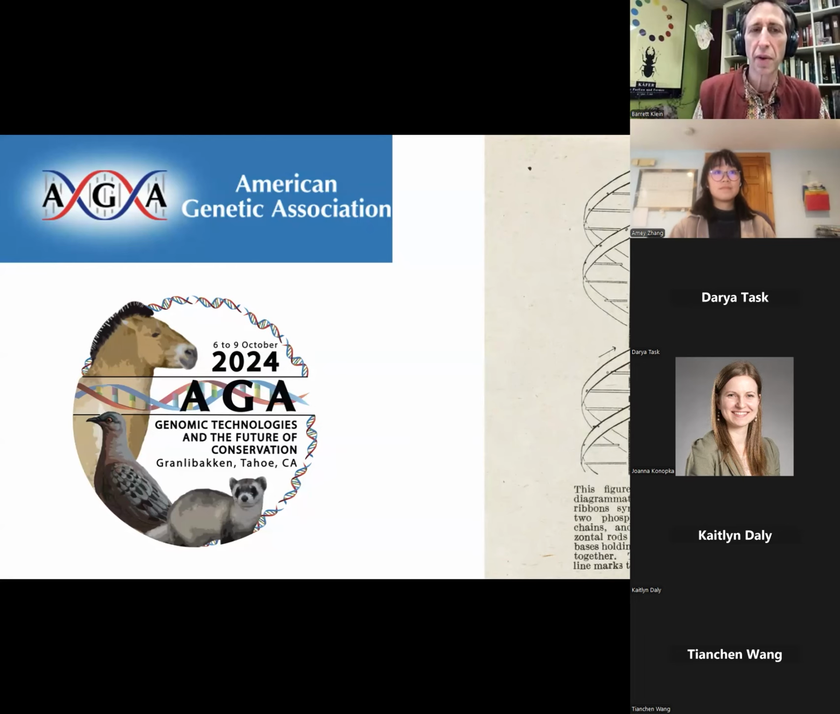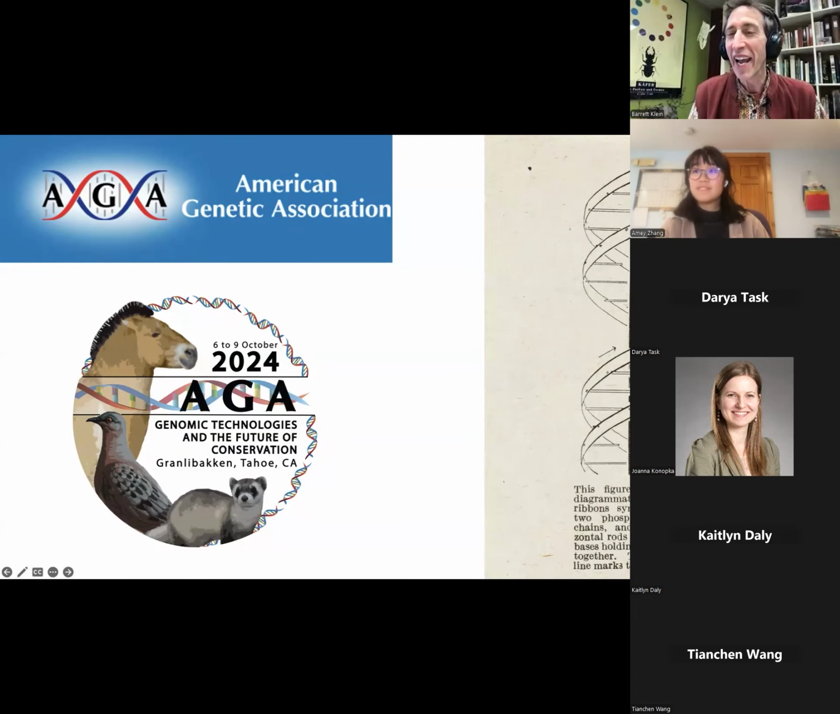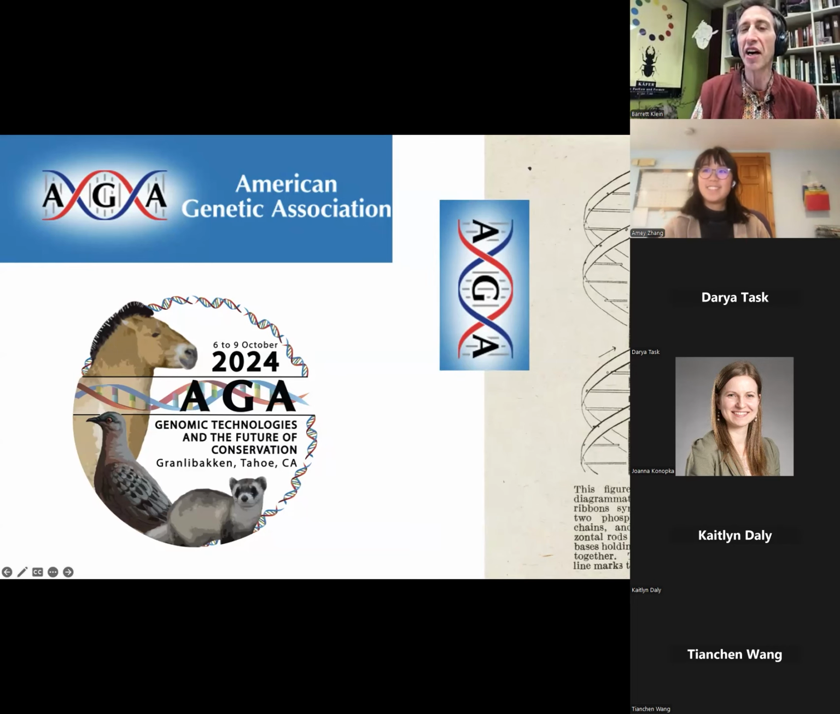From our 1953 paper. Can anyone in the chat tell me why this important molecule looks wrong? Yes! Thank you. So Andrea already notes, oh no, the helix is spiraling the wrong way. And sure enough, if I flip it, if I turn it, you'll see the left versus the right helical direction. Now, this should be mortifying for all people involved at the highest levels of the American Genetic Association.